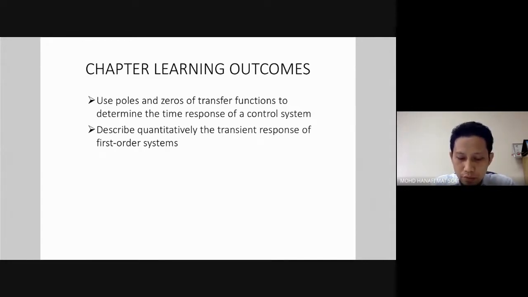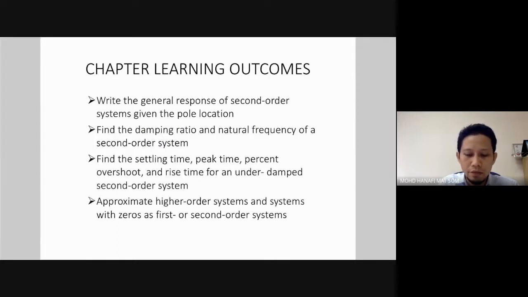What you will learn in these topics is how to determine poles and zeros from the transfer function, and from these poles and zeros you are able to determine the time response of the control systems. Next is to describe quantitatively the transient response of the first order system. And you will learn how to write the general response of the second order system given the pole location as well as the zero location.